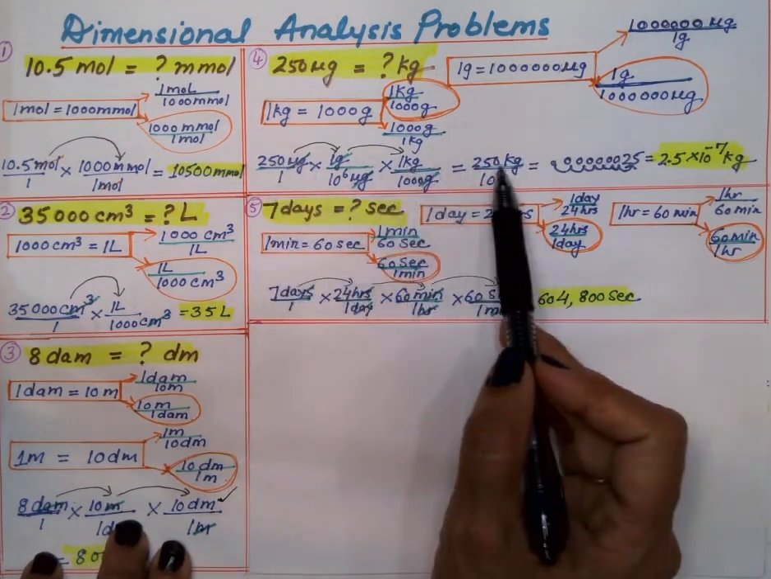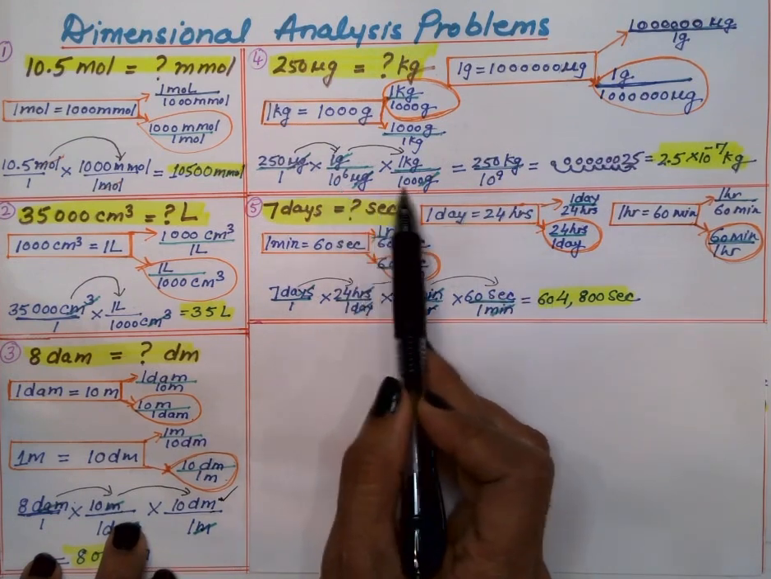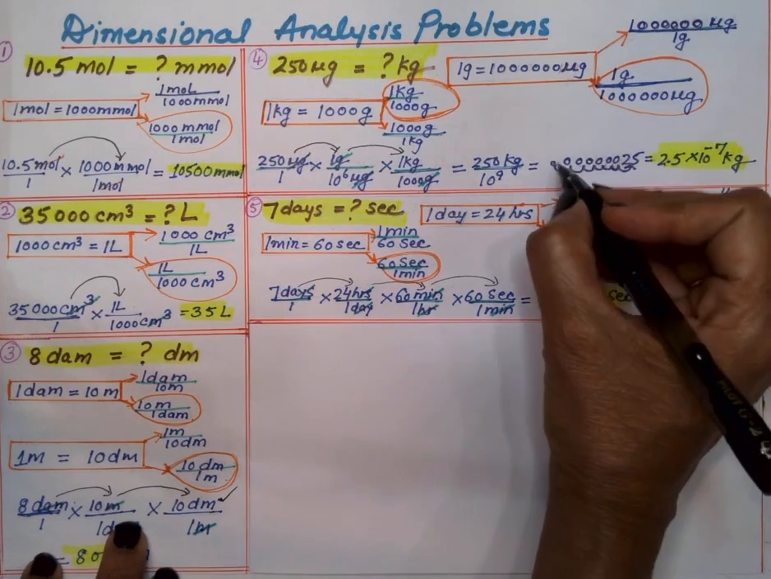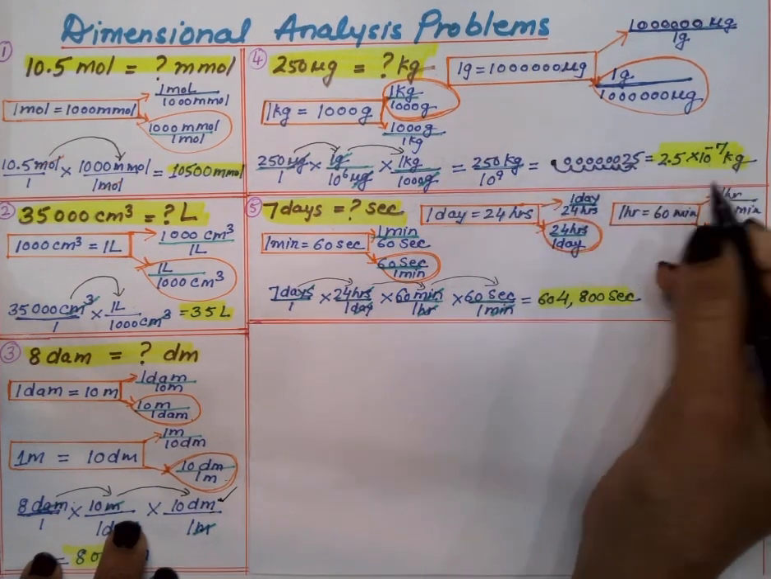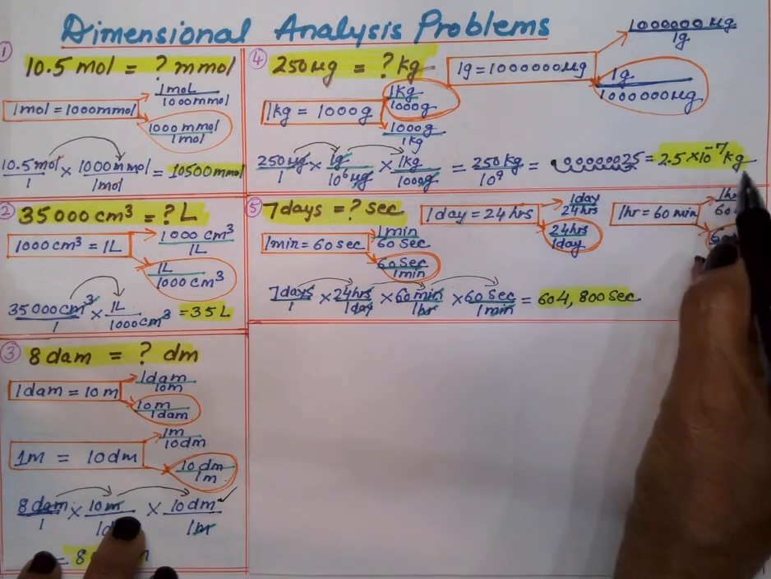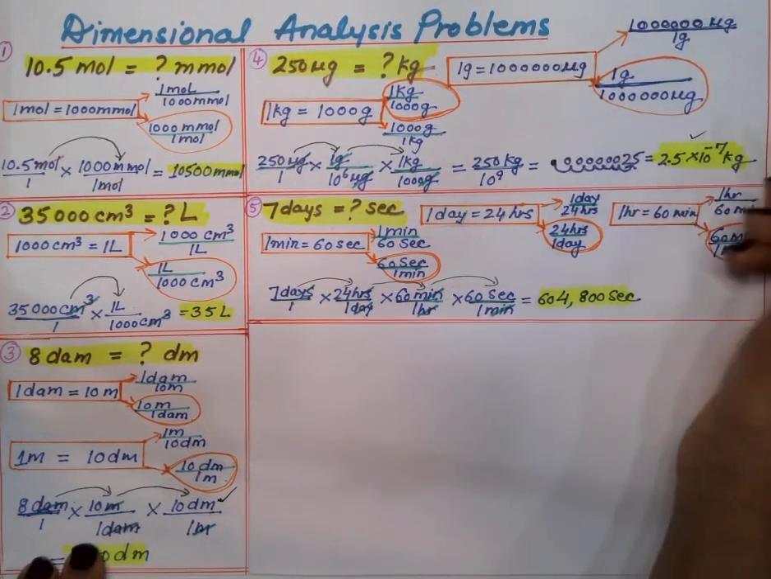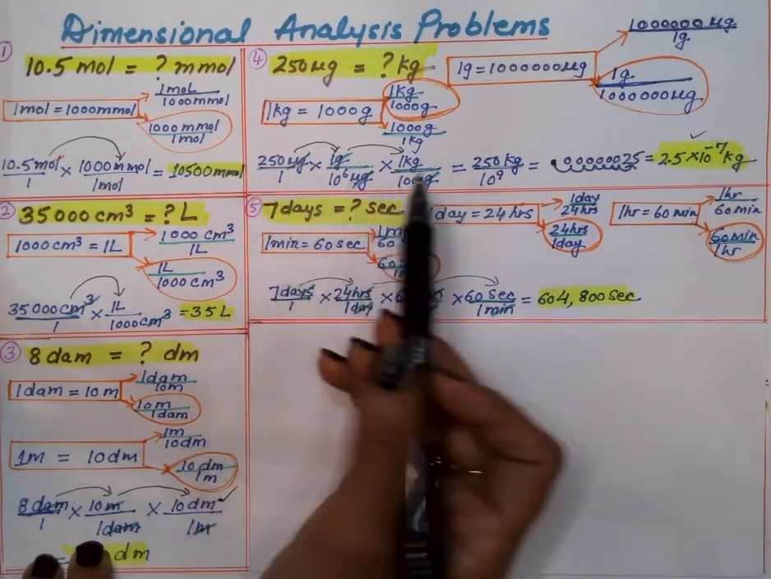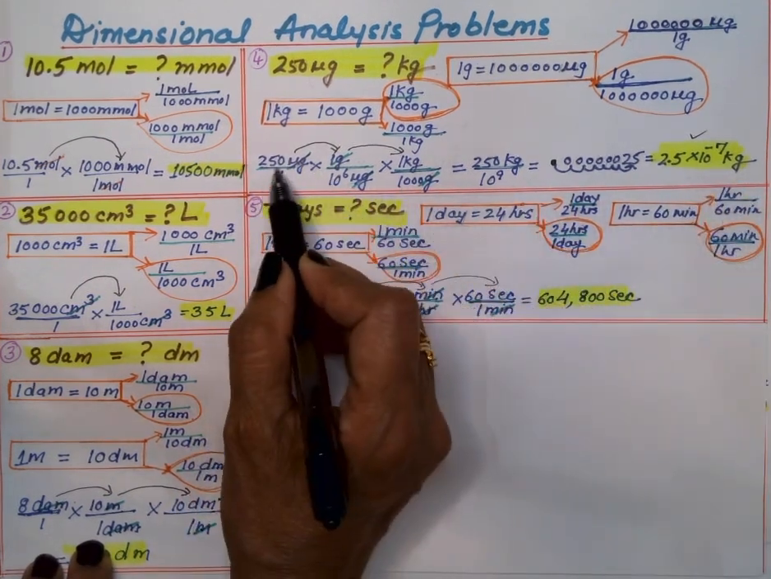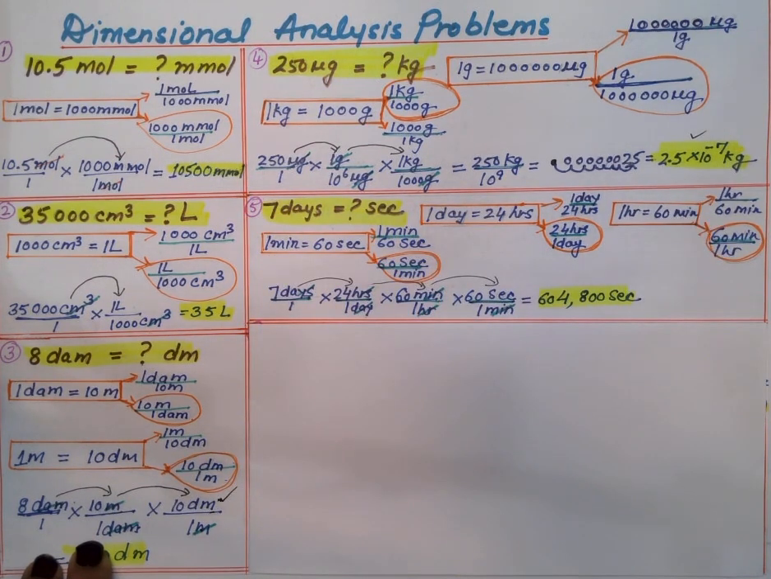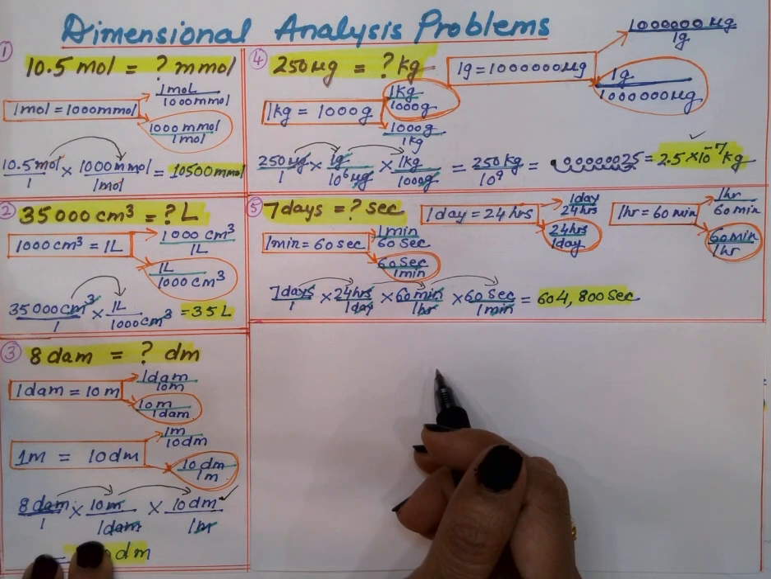You multiplied the top, you got this. You multiplied the bottom, you got this. Now this here is a regular notation. To write in scientific notation, you move your decimal to the right, and you get the answer in scientific notation. Here also significant figures is correct because it is 2 significant figures here and 2 significant figures here. Problem number 5 is unit conversion of time.